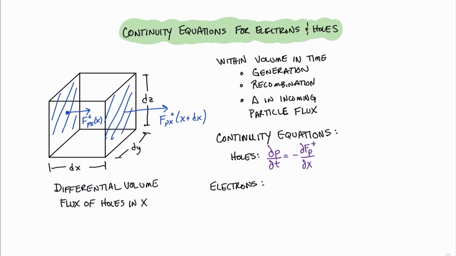Now, if we generate carriers within this volume, that is an addition to the total number of carriers that we'll have with time. So we should add that. So we'll add generation, we'll call it plus G sub P. And if we have recombination, maybe they only make it part of the way and then they recombine, in which case they're no longer going to go through this other edge of this differential volume.